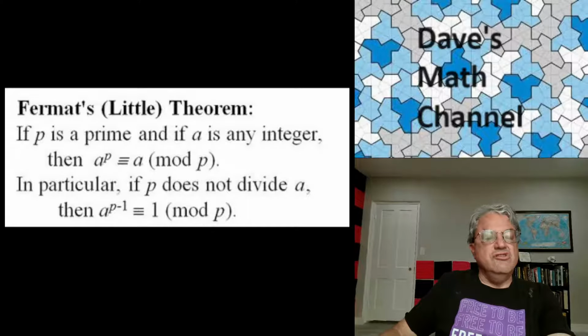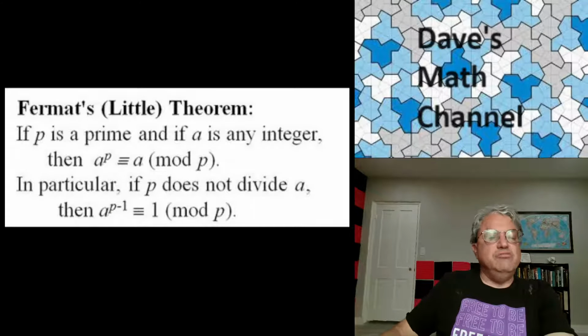a is any integer. And if p is any prime and a is any integer, then a to the p is congruent to a modulo p. What that means is that a to the p minus a is always divisible by p, no matter what a is, as long as a is an integer and p is a prime. And I'll give some examples of that later.